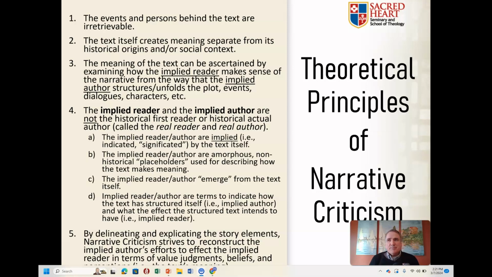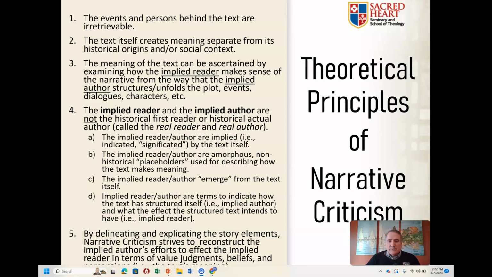This is a place where people tend to start to scratch their heads. And key concept: the implied reader is not a real reader. It's not you. It's not me. It's not even a human being. It's the reader who is sort of this non-embodied reality that is coming to understand the meaning of the text based upon how the story unfolds.